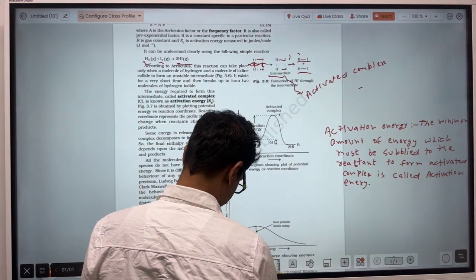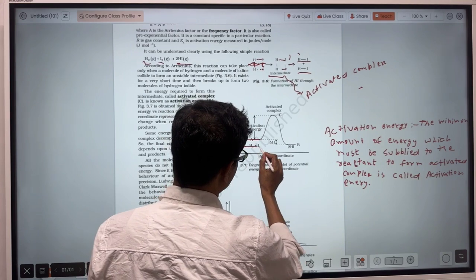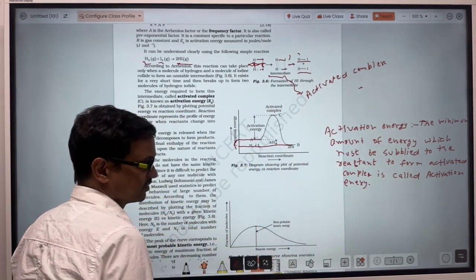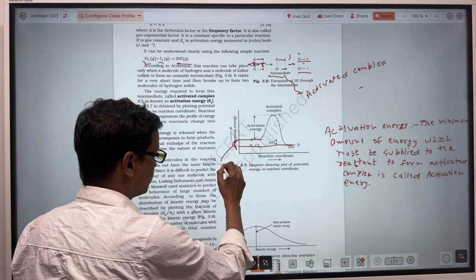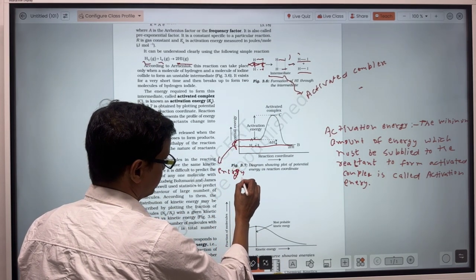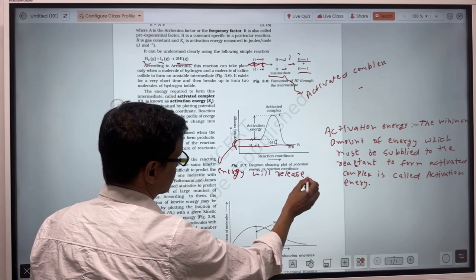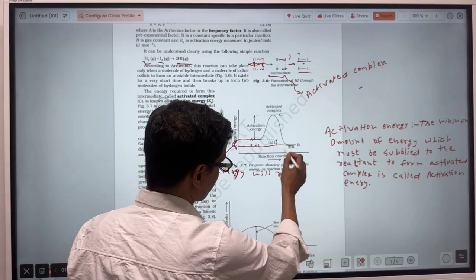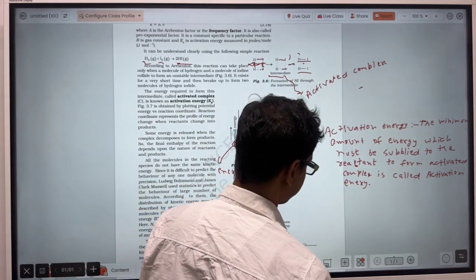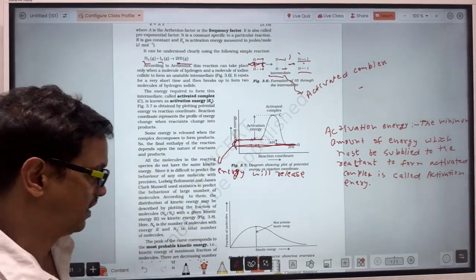In this case, the energy of reactant is that much and the energy of product is that much. So the difference of this energy will be released. In this case, the energy of product is lower than that of reactant, so the rest amount of energy will be released.